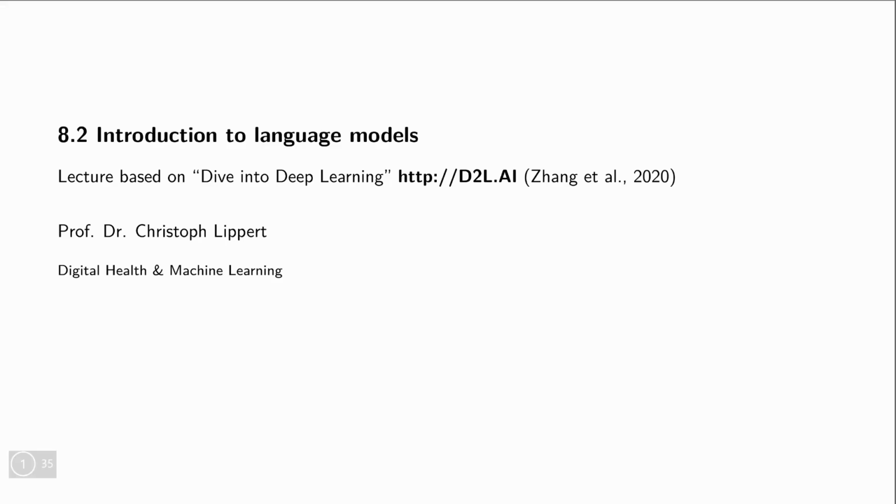Before we look at recurrent neural networks as a deep learning model for sequences, we want to study a particular type of sequences, namely language, which we will use as a motivating example. We will also look at properties of language and traditional approaches to modeling language.